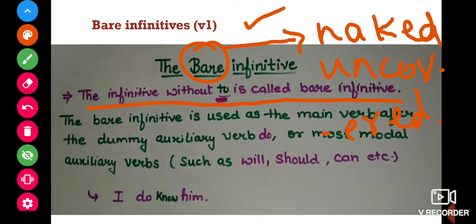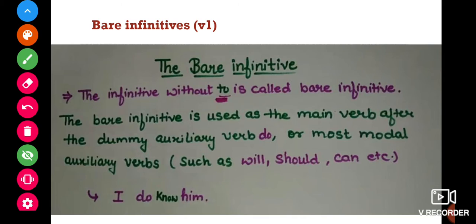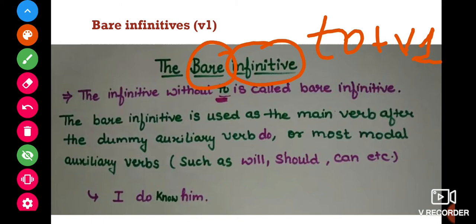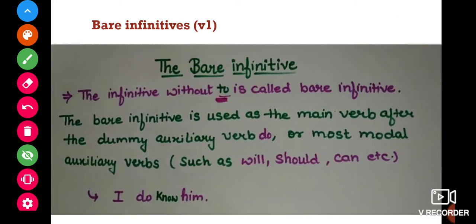Bare means uncovered, or when something is missing. In the infinitive we have to plus V1, but when we talk about bare infinitives there is no to. There's only the verb V1. So infinitive without to is called bare infinitive.